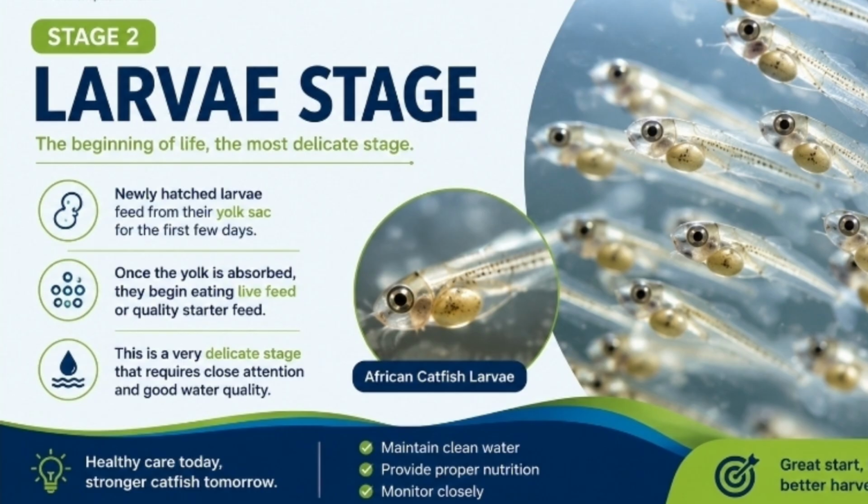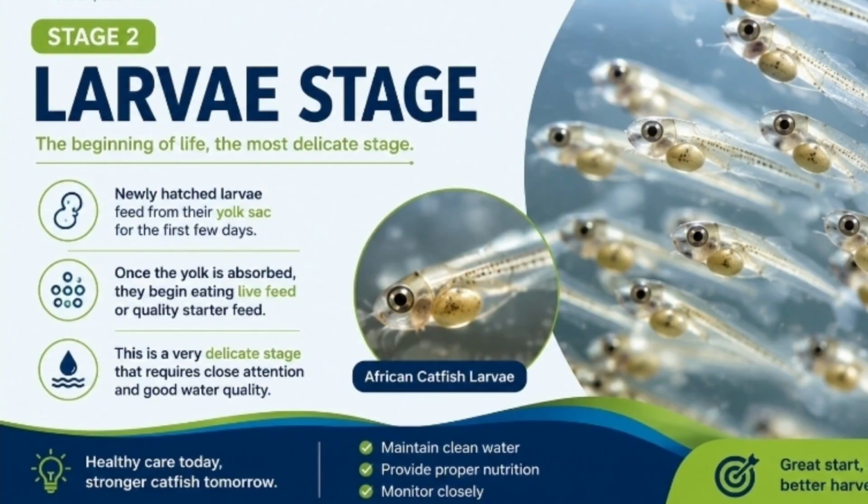Now the next stage, as you can see on your screen, is the larva stage. That is when these eggs are now hatched. They are now in form of larvae, very tiny. The breeders are still the ones who are going to take charge in this stage also. Yes, they are going to make sure that they take proper care of these tiny hatched larvae that have come out from the egg. So these newly hatched larvae feed from their yolk sac for the first few days.